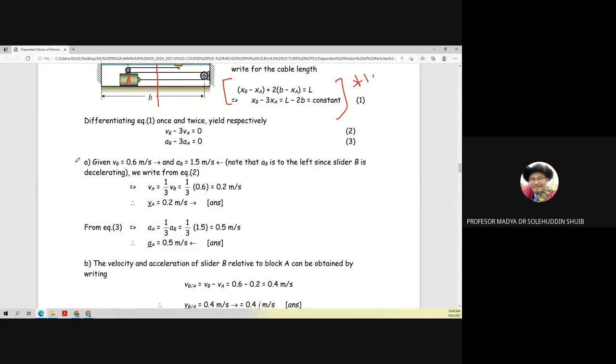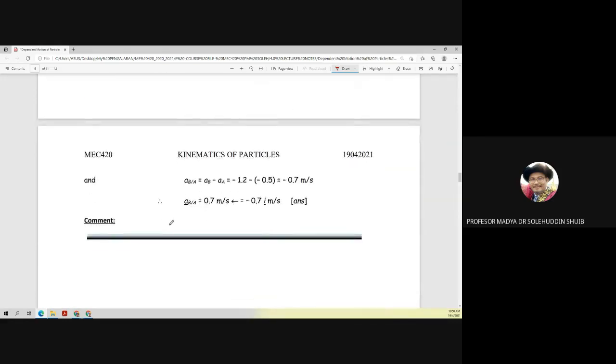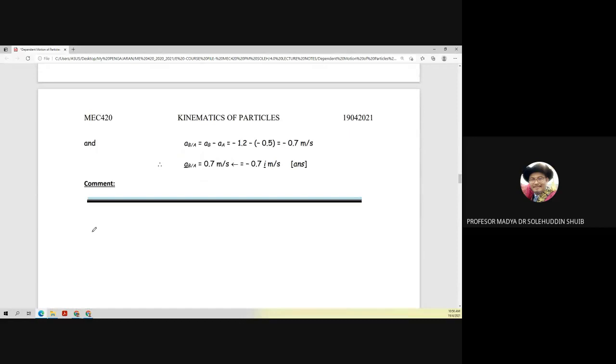Then for part B, note velocity 0.6 and acceleration 1.5 to the left because it's decelerating. You can proceed, finish this, and then we take a break. Then we continue our lecture at 11.